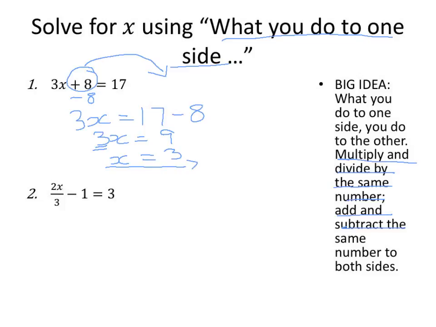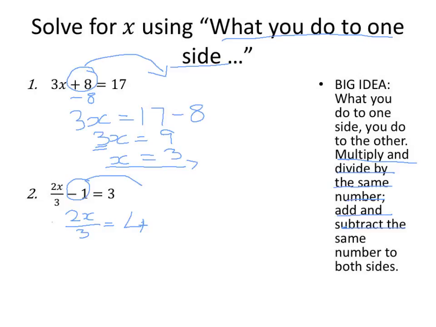Number 2 is a bit more tricky, but we use the same principle. The 1 comes over, and it's going to leave me with positive 1. It comes over the bridge, becomes 3 plus 1. I'm not going to write it out. It's 4. Now we've got 2 times x, and we're also dividing by 3.